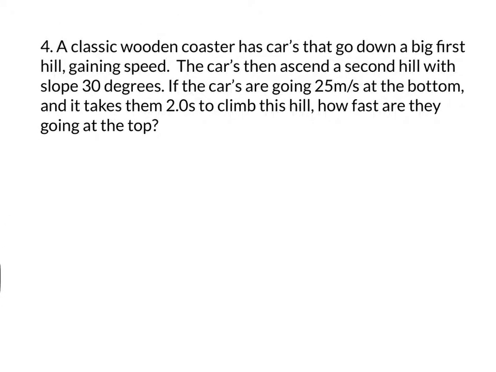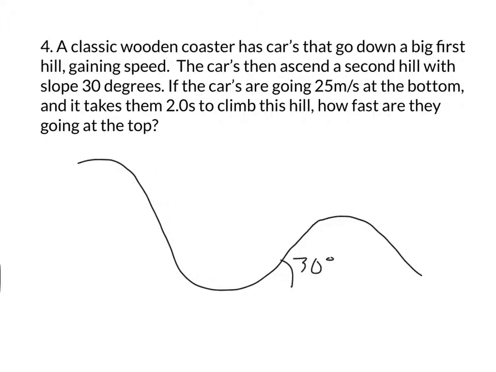All right, last one. What a roller coaster. We have a roller coaster that looks like this. It goes down a big first hill and then up over a second hill. The second hill has a slope of 30 degrees. And at the bottom of the hill, the coaster cars are going 25 meters per second.